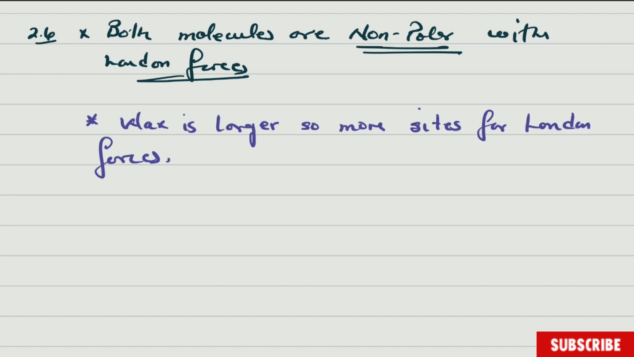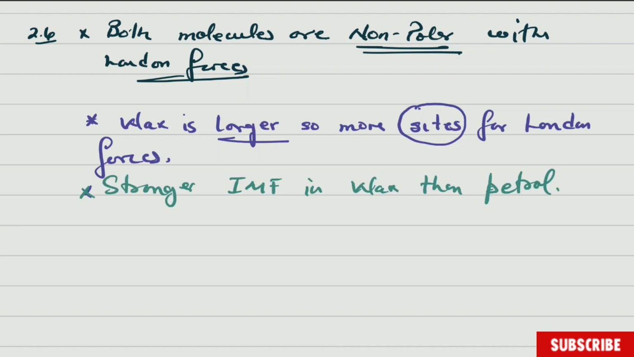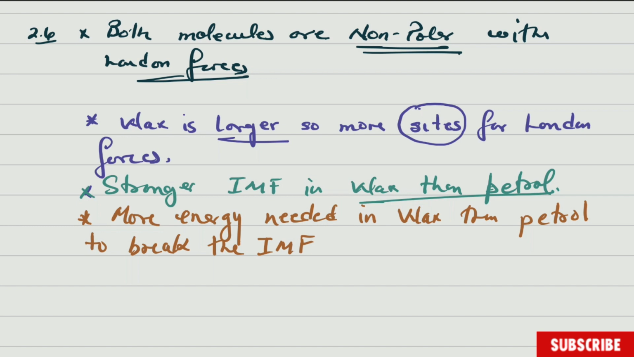So we have to say wax is longer. You can use the word bigger, you can use more carbon, so ever. So more surface for London forces. There is more surface, therefore the intermolecular forces, they are stronger. So the intermolecular forces in wax will be stronger than in petrol. That is important to mention there. Now that means that you need more energy to break the intermolecular forces in wax than in petrol. So more energy is needed in wax than petrol to break the intermolecular forces.